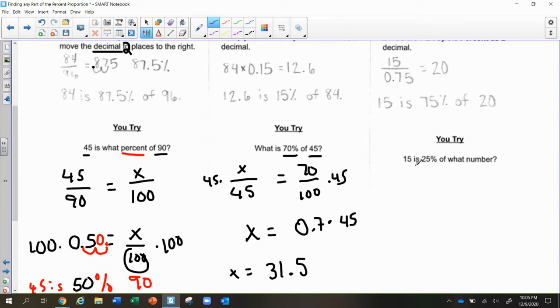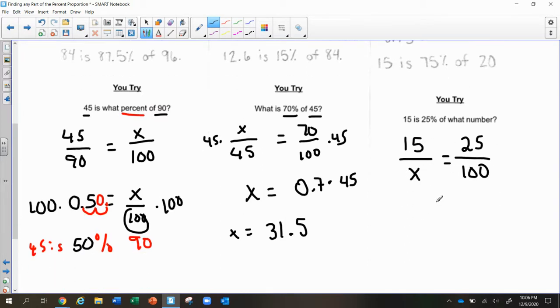So 15 is 25% of what number? My proportion. 15 is 25% of what number? So I'm looking for the whole. So 25 over 100. A lot of people just thought this out and said, well, if it's a fourth, this is like the same as a fourth, so x is going to be 60.